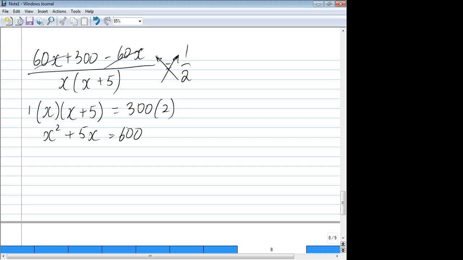Compare that with what they wanted you to prove, x squared plus 5x minus 600 equals to 0. All we need to do is to just subtract 600 on both sides. So that is x squared plus 5x minus 600 equals to 0, and shown. That is for part C.